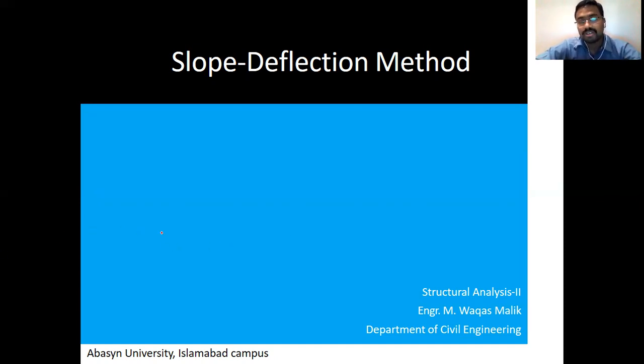For the time being, today I'm going to discuss only the first part of this slope and deflection method. That is, the basic terminologies and basic concepts involved in the slope and deflection method, and how the formula of the slope and deflection method has been derived.